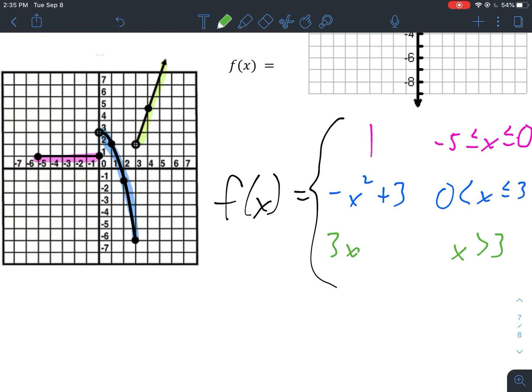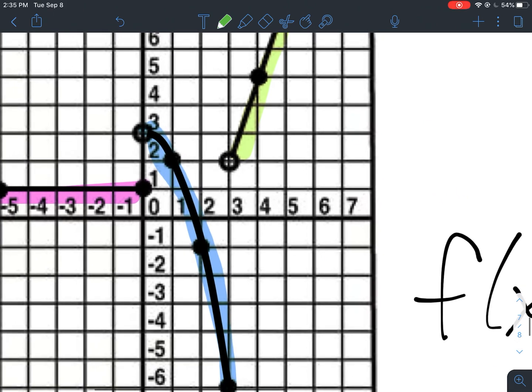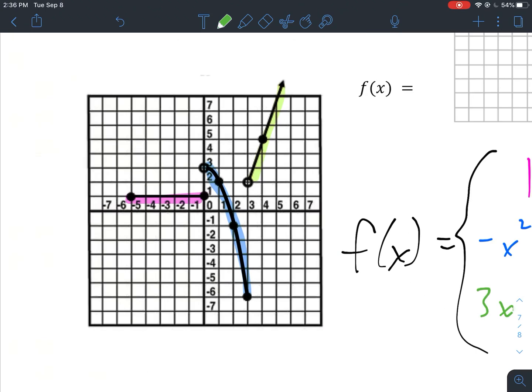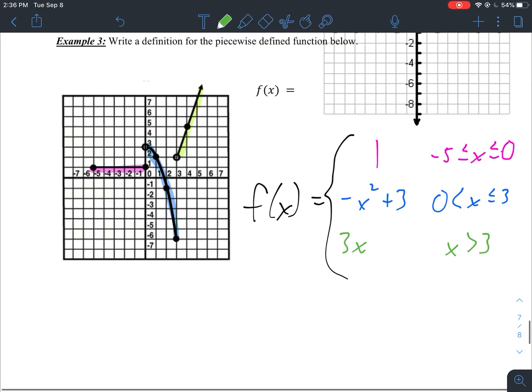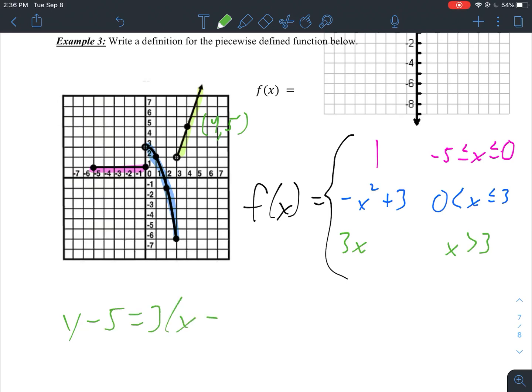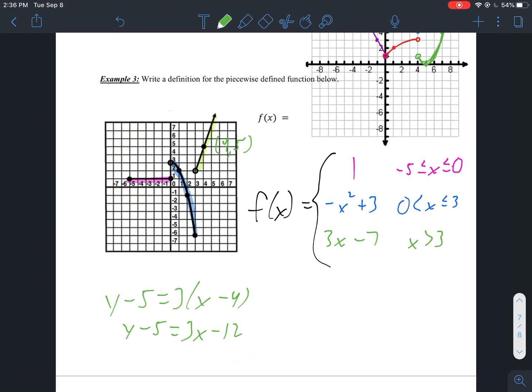Well, we don't know what the intercept is, so what you could do, there's 2 different ways to do this. You could count down 3, left 1, down 3, left 1, down 3, left 1 until you got to the intercept. Or you can write this in point slope form. I know this point right here, 4 comma 5, is on that line. So point slope form, y minus 5 equals 3 times x minus 4. Distribute the 3. And add the 5 over. You get 3x minus 7 as your equation.